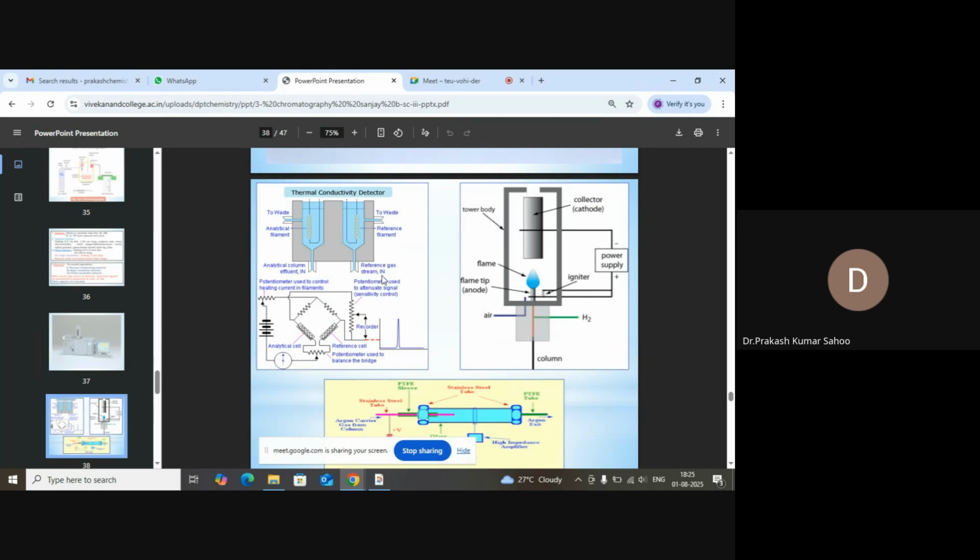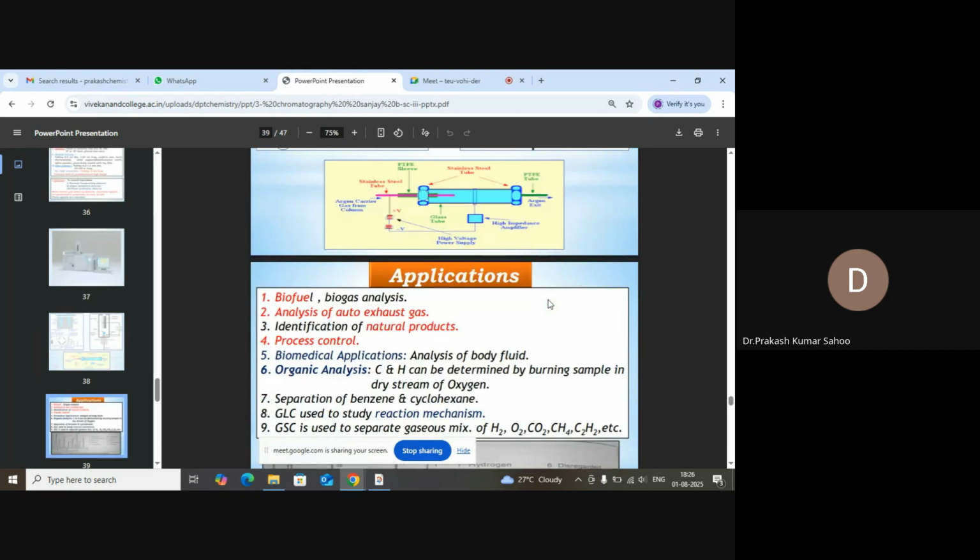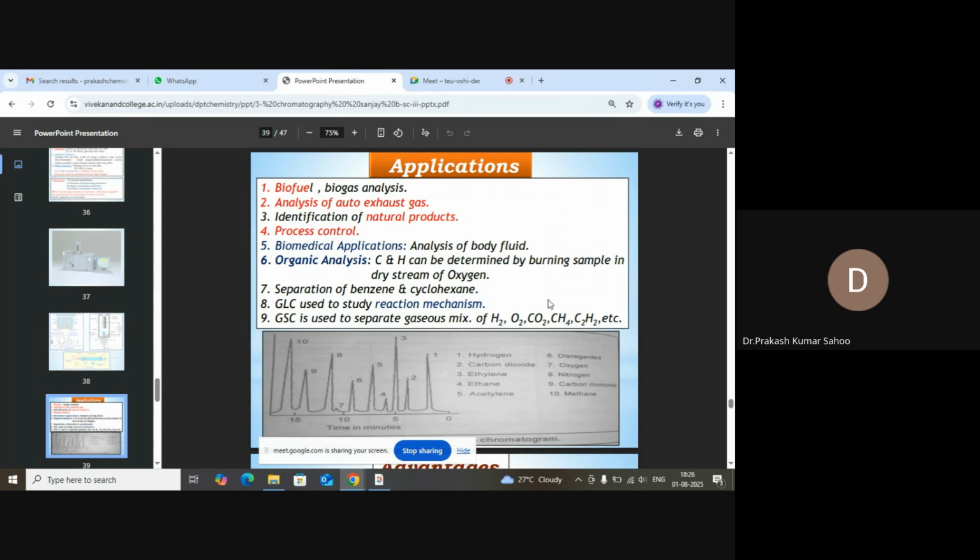Regarding the thermal conductivity detector, there is no point to discuss all these things in detail because this is not needed. Then we have the applications. This is applicable to biofuels, biogas analysis, analysis of auto exhaust gas, identification of natural products, process control, then biomedical applications, analysis of body fluid, and organic analysis. Carbon and hydrogen can be determined by burning the sample in a dry stream of oxygen. Then another application is separation of benzene and cyclohexane.